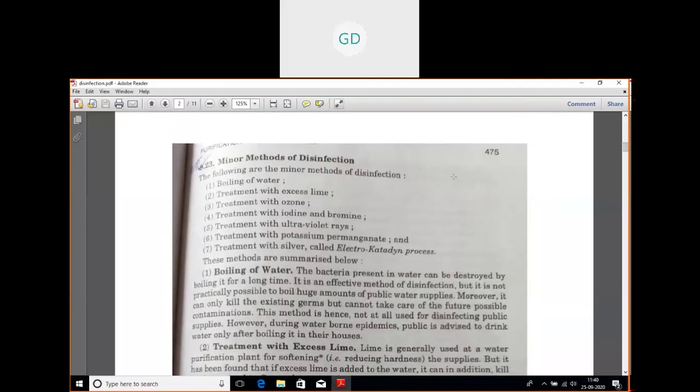See these seven methods, number 1 to number 7. Boiling the water, as Raju already said. Of course boiling will remove the bacteria, but it cannot be used for huge public water supplies. Boiling can be done in your home for 2, 3, or 4 people, but it cannot be used for treating a huge public water supply.